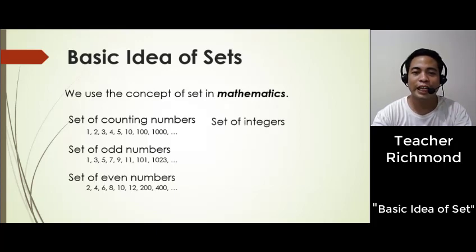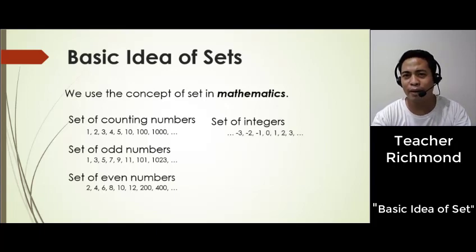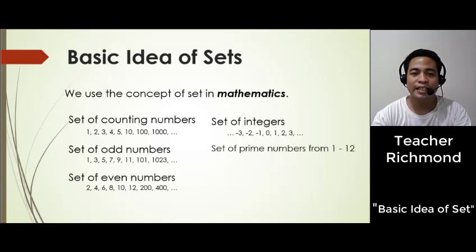And we also have the set of integers. Integers, we have negative and positive integers like -3, -2, -1. We have 0, +1, +2, +3. And the set of prime numbers. Have you heard prime numbers before? I know that you have encountered this when you were in elementary.